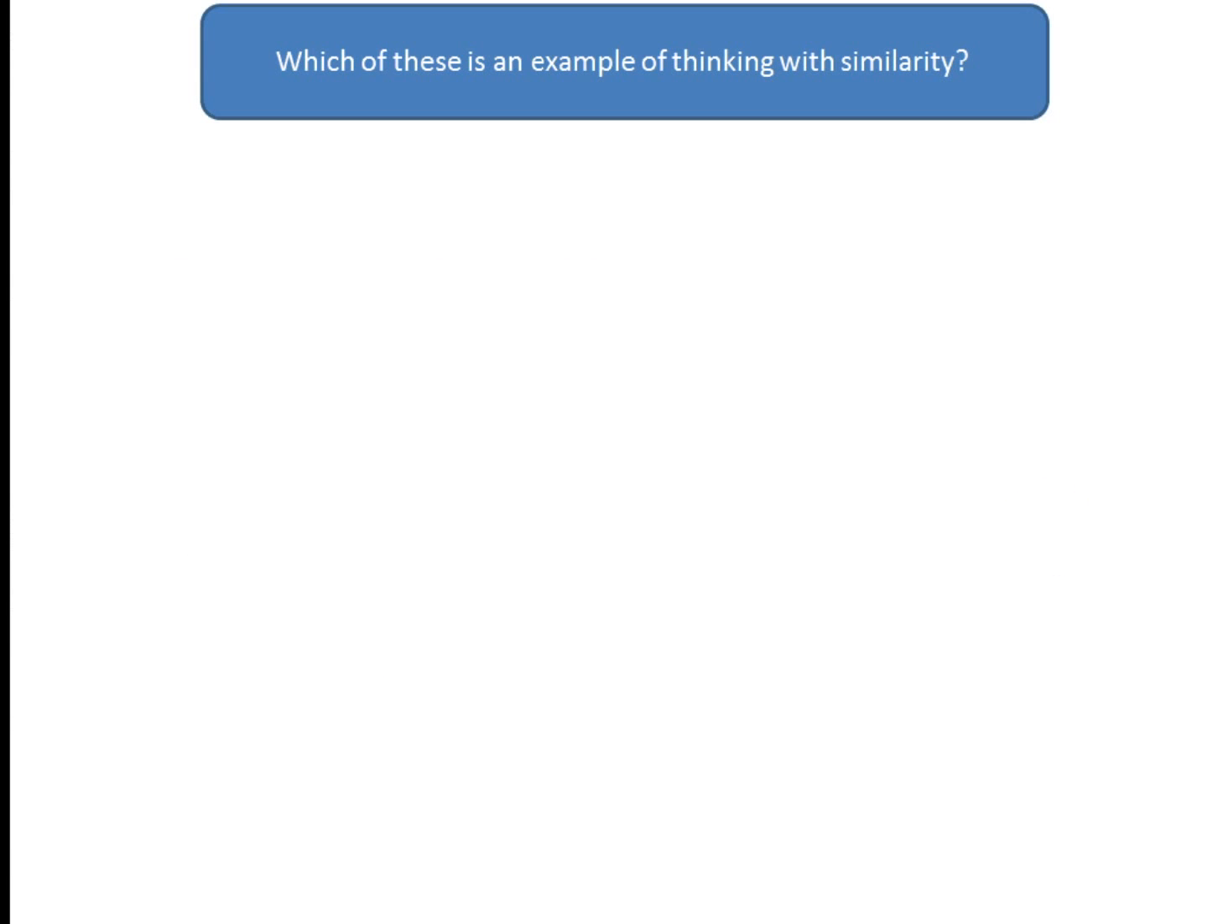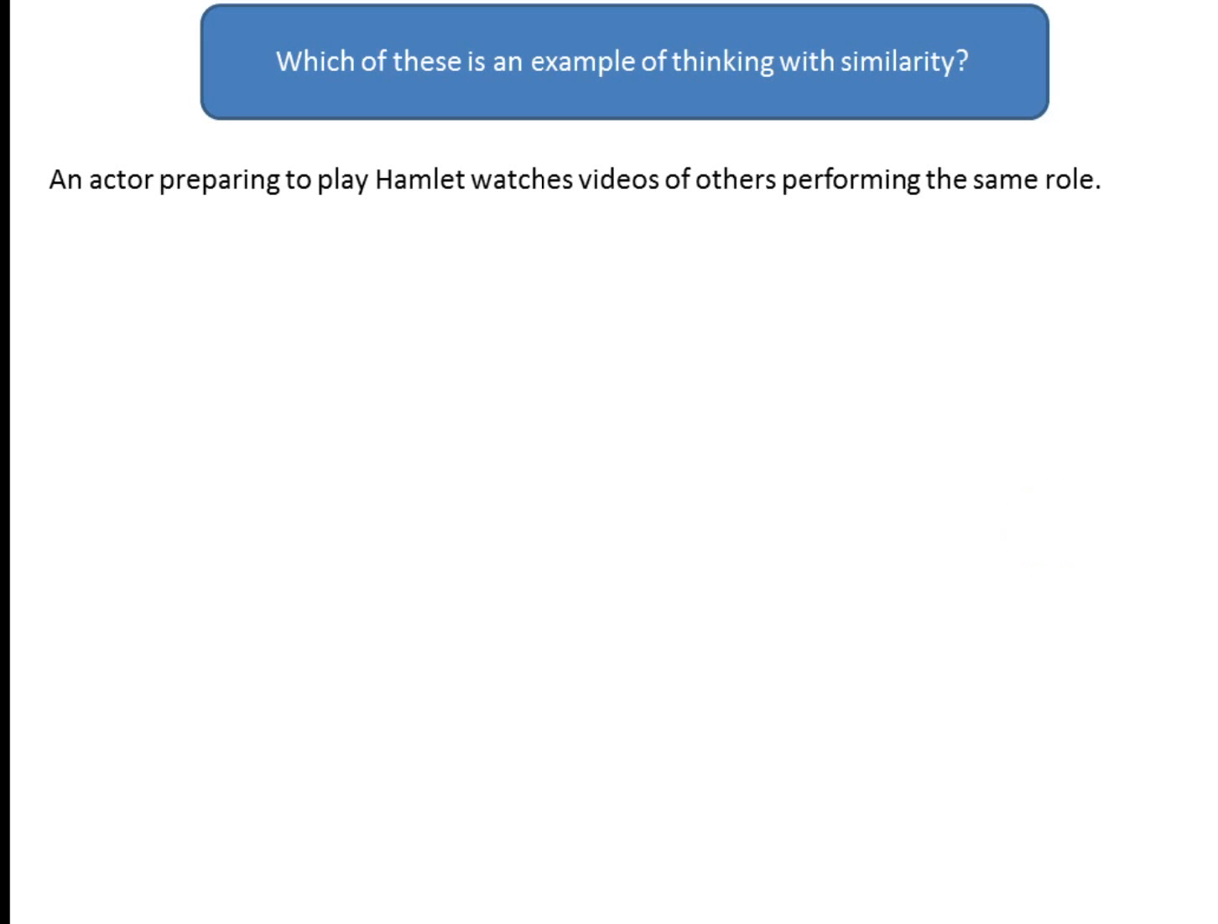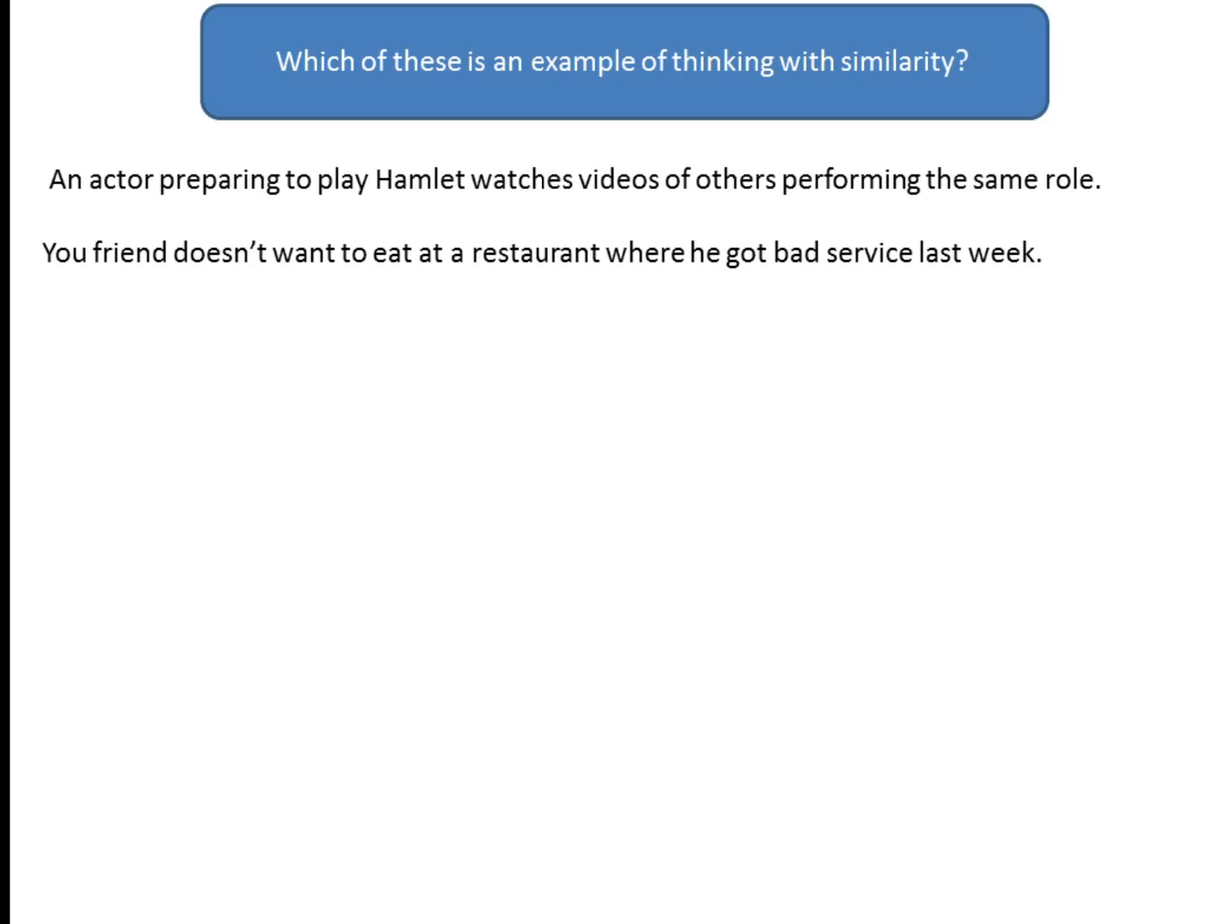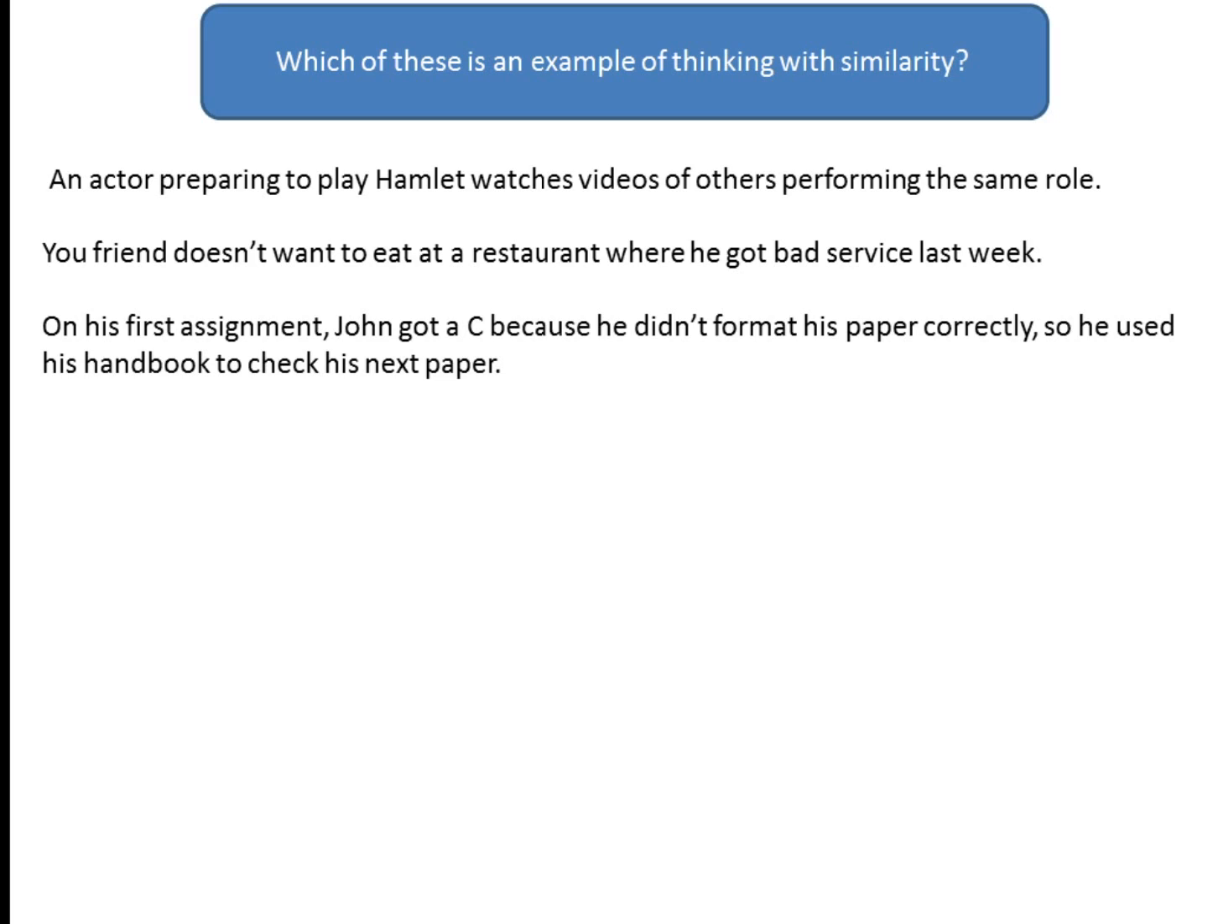So which of these is an example of thinking with similarity? An actor preparing to play Hamlet watches videos of others performing the same role. Your friend doesn't want to eat at a restaurant where he got sick, bad service last week. On his first assignment, John got a C because he didn't format his paper correctly, so he used his handbook to check his next paper.